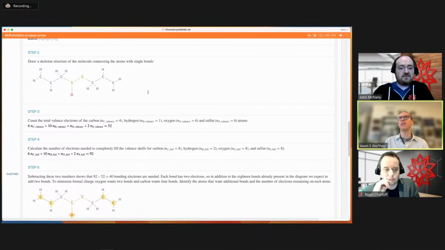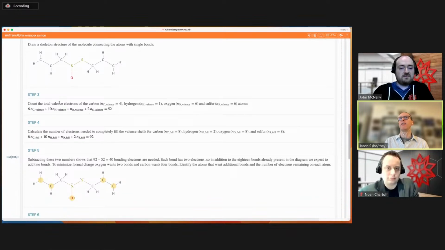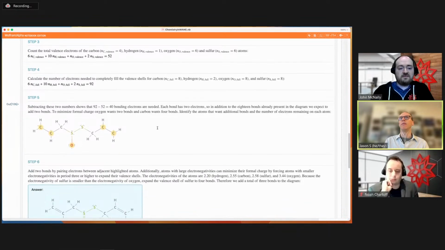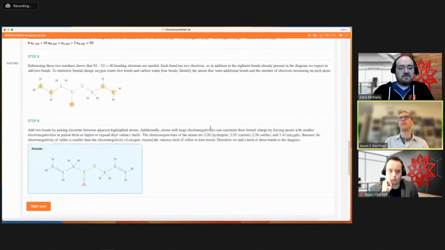And notice again here, we've just connected all of the atoms with a single bond. And then we work through the math of counting the total valence electrons. We're kind of explicit using these numbers of electrons. And then we figure out how many we need to fill the octets. And then we do the math and start figuring out where to place the electrons. And then we get down to the final structure. I won't read this to you because you can read it as well as I could narrate it.